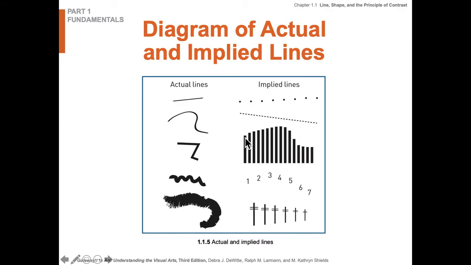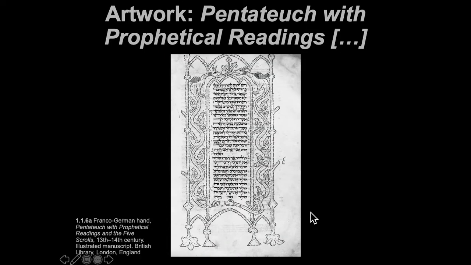But it is also the case that these could be standing people, figures, and the tops of their heads would create a line, okay? Or the tops of these numbers, or even through the numbers, we're creating a line, the tops of the telephone poles. When we look at this artwork, the Pentateuch with prophetical readings, we believe on our initial look that we are looking at multitudes of lines. All of the borders around this piece look like they're made out of drawn lines.